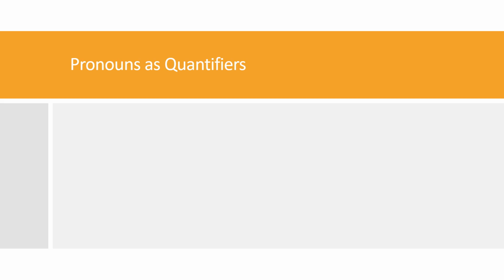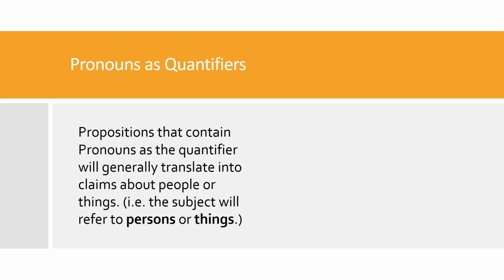How about pronouns as our quantifier? Now this is a bit more confusing in a way, but the basic idea here is if I have a pronoun, and this is very important, when it acts as a quantifier, there's a pretty straightforward rule that we have to use to translate propositions that contain pronouns as the quantifier. And of course it's important that it is in fact the quantifier, so it's quantifying our subject. It's answering the question, how many of the subject and what kind of relationship does the subject have to the predicate? But propositions which contain a pronoun as the quantifier are generally translated into claims about people or things. And what this means is that your subject term will refer to persons or things.